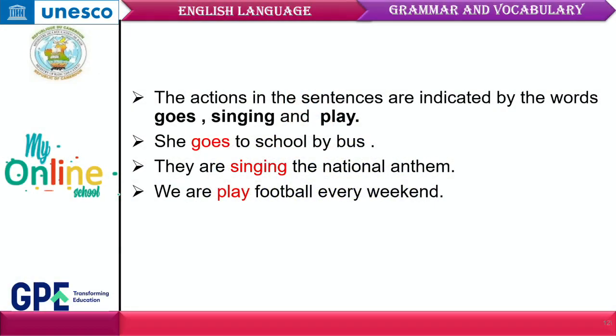Good job. Let's see. The actions in these sentences are indicated by the words goes, singing, and play. We have: She goes to school by bus. The action is goes. They are singing the national anthem. The action is singing. We play football every weekend. The correct answer is play. So, these are the words that indicate actions in the sentences.